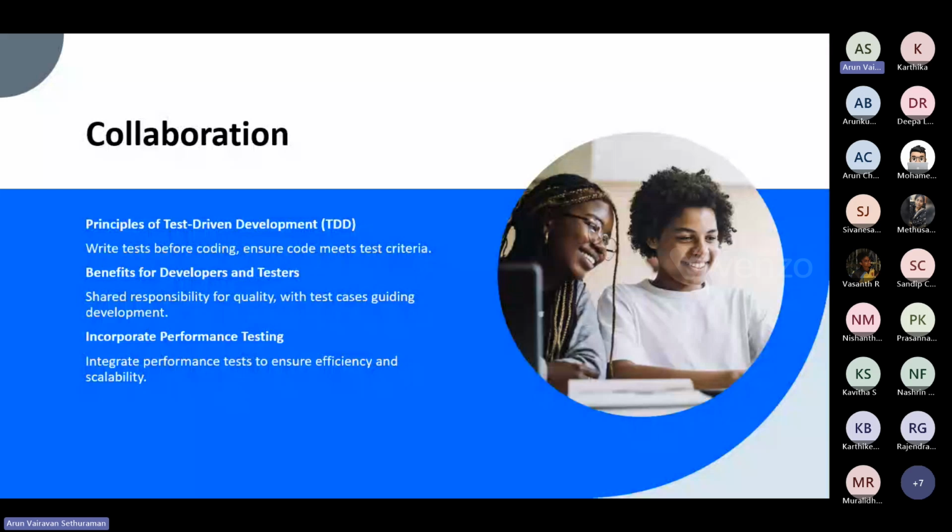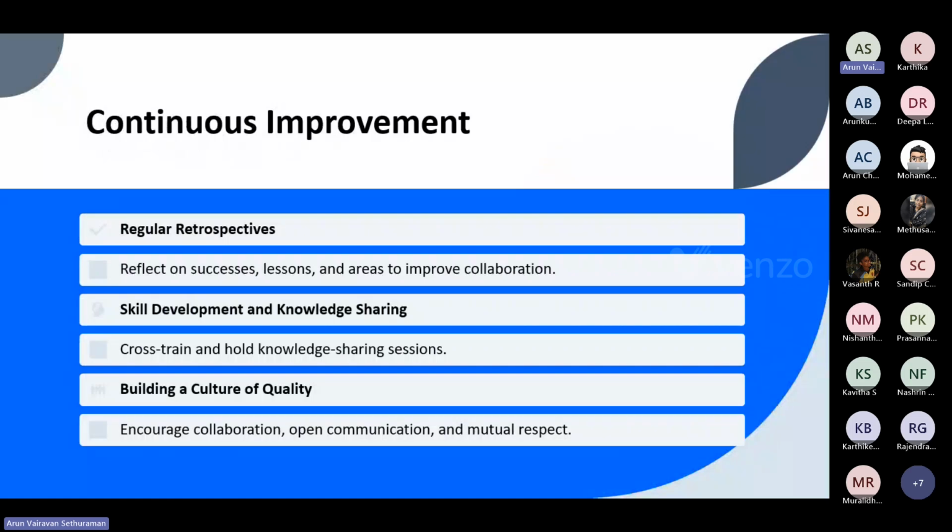Here, in test-driven development, when you write code, there should be test criteria. Then the team will develop quickly, and the testing team will also test quickly. So in this step, there are benefits for both teams. Sharing the responsibility between both teams is the main important thing. Once it is done, performance testing also comes into the picture. If the performance test is good, then application scalability also comes into the picture. And if collaboration is good, improvements are also important in daily life.